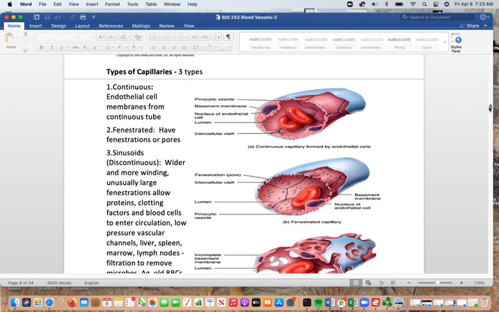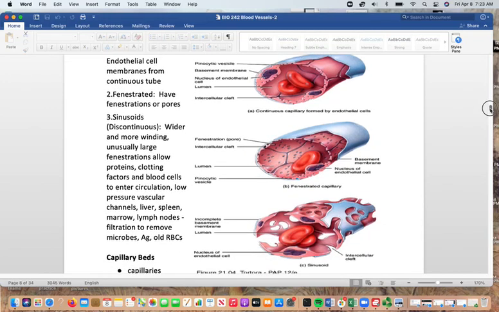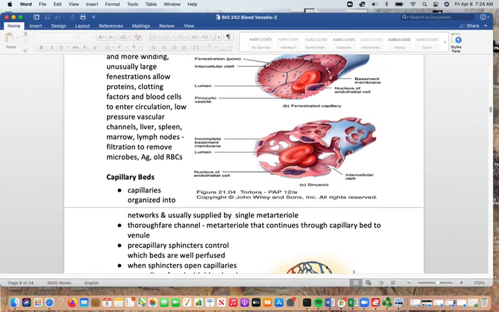And then the sinusoids are discontinuous. They're wider and more winding. They usually have large fenestrations in there that allow proteins and clotting factors to get through. The blood cells can enter into the circulation here. They've got low pressure vascular channels. So you would see this in places like the liver, the spleen, the marrow, the lymph nodes. And here you have a lot of filtration to remove microbes, antigens, and old red blood cells. So here you can see the spaces are much bigger in these.